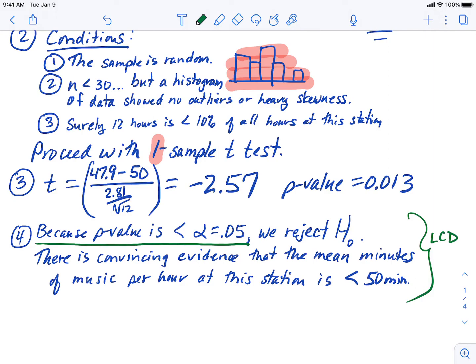So just like a lawyer, you go back to the evidence and you link the evidence to your conclusion. Because the p-value is less than alpha, we reject H0, which was the decision. So the linkage was the because part. The decision was we reject H0. And then that whole last sentence was the context. The context is about the mean minutes of music per hour at the station, and we believe it's less than 50. So those are the three components of the conclusion. This is a complete t-test, top to bottom, all 4 steps, all 4 points. That's what you want to show when you're doing one of these.